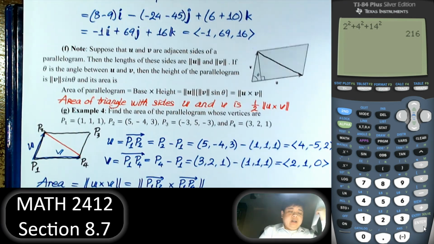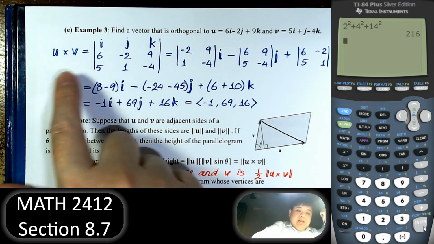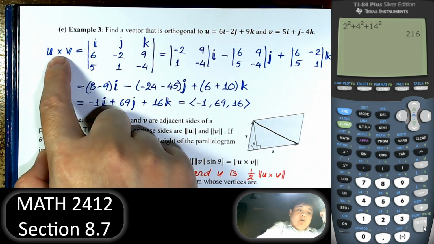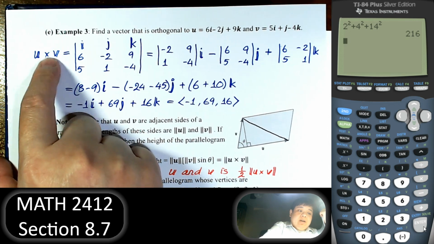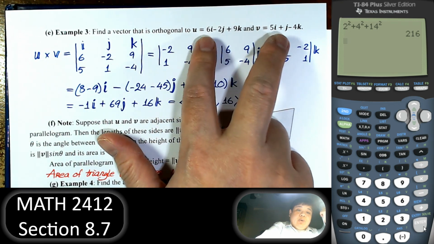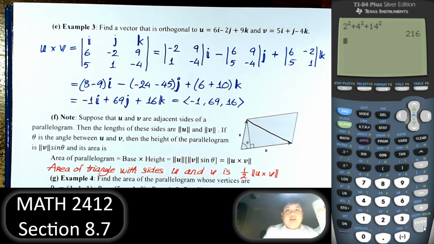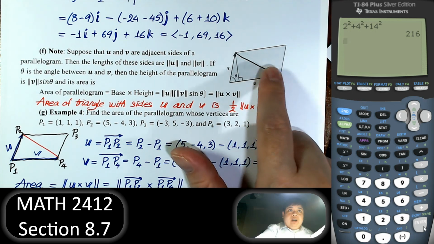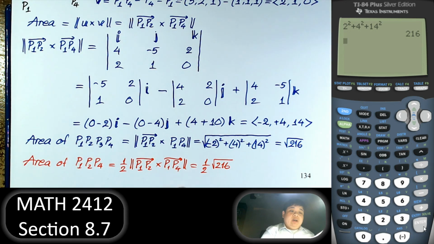And finally, if we want a direction, the cross product of two vectors gives us a vector that is orthogonal to both of them. So this product is orthogonal to the plane containing these two vectors. That gives us the direction. And the magnitude is the area of the parallelogram. And here we have an example. If we want the area of a triangle, just cut that in half.